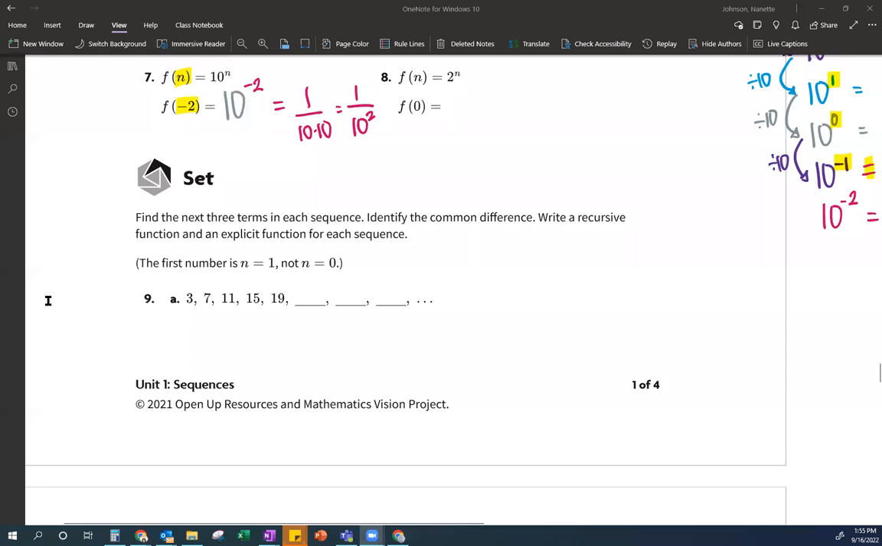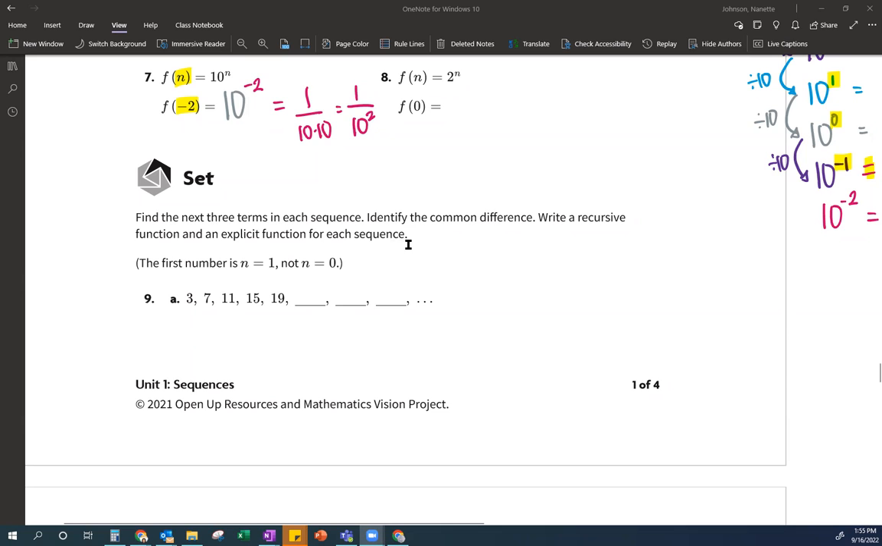Okay, so this is 1.4, number 9, and it says find the next three terms, that's first, then identify the common difference, that's next, then write a recursive function and an explicit function for each sequence. Note that n is 1 and not 0. Okay, so here's what I have to say.